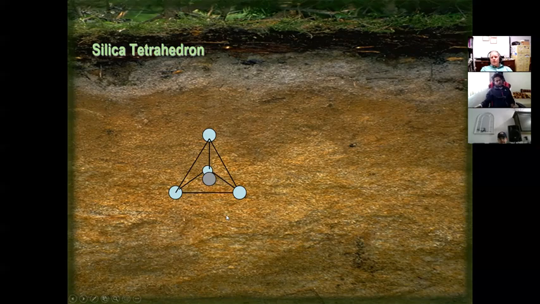And what happens in the soil is you'll get an arrangement of these things. So here comes another one. And these guys will hook up and they're starting to form a sheet. Okay, so this is kind of the beginnings of a sheet. We've got several silicon tetrahedrons showing up. They're linked together and they form a sheet.